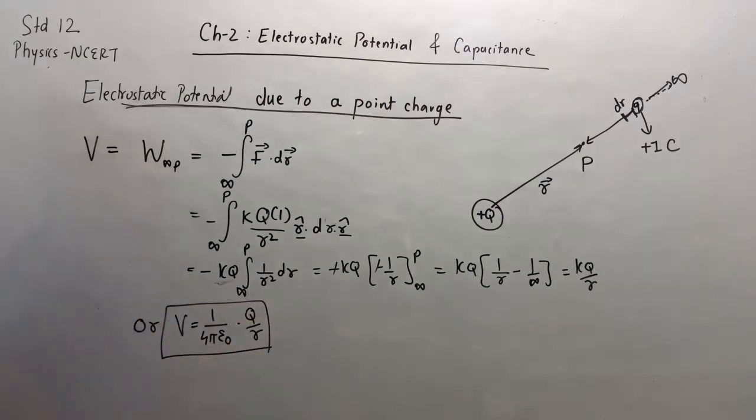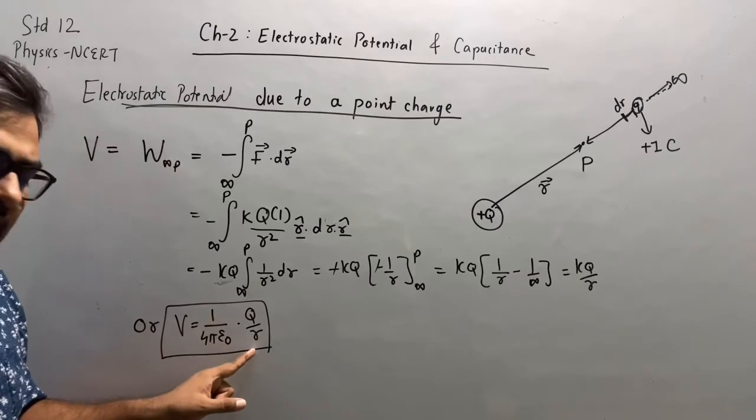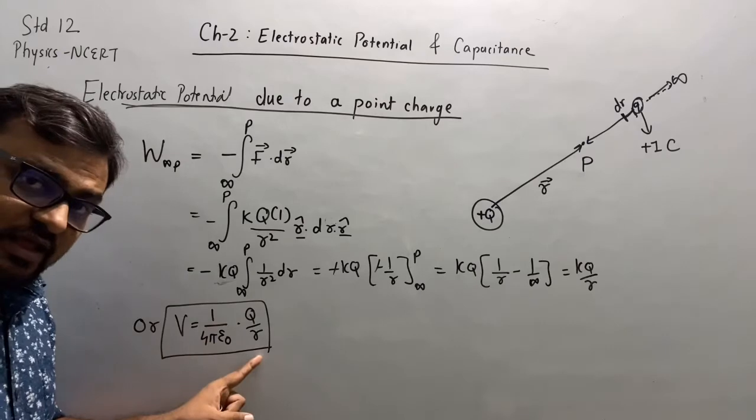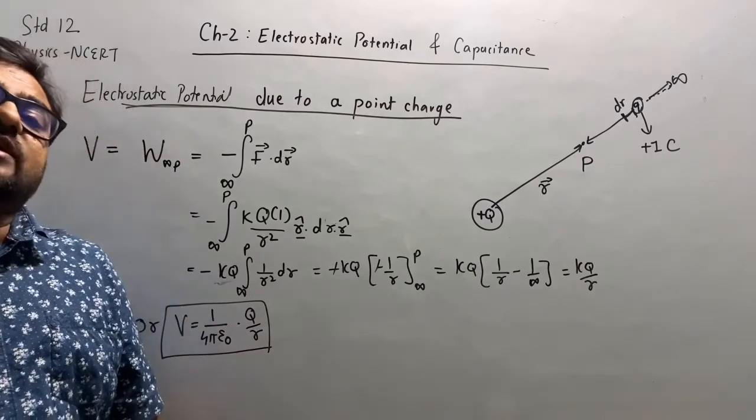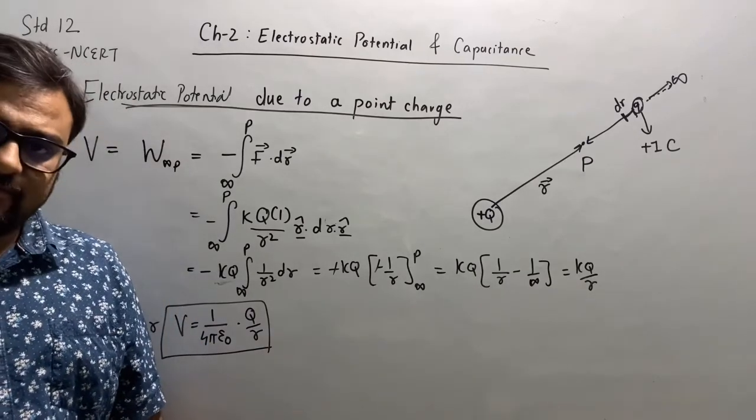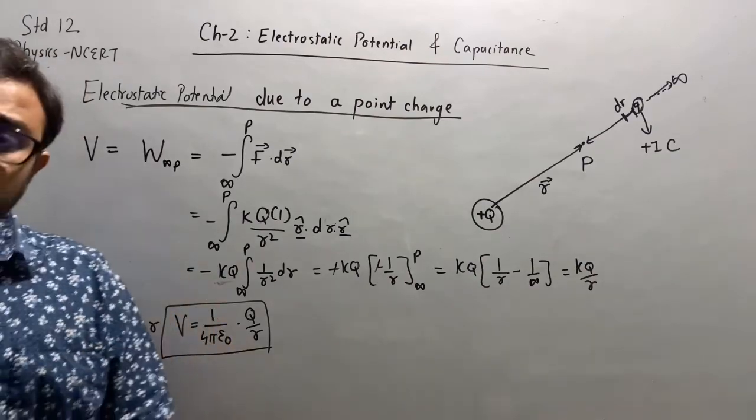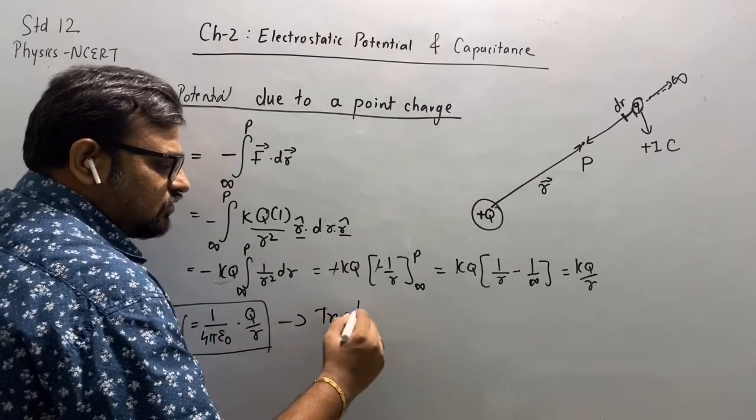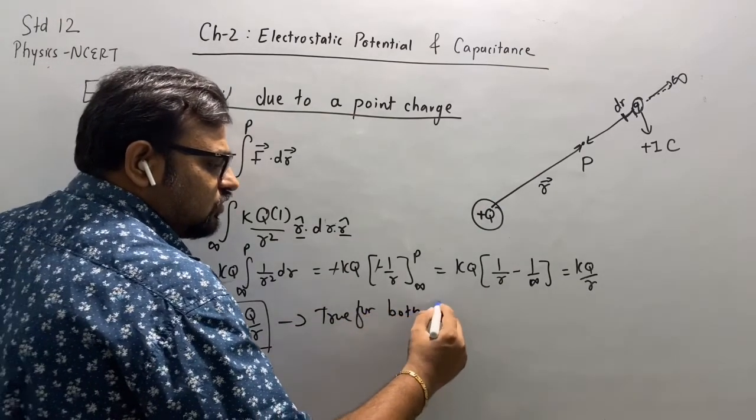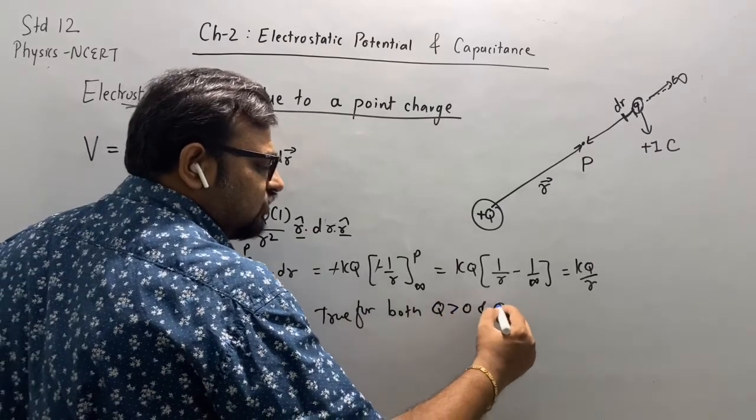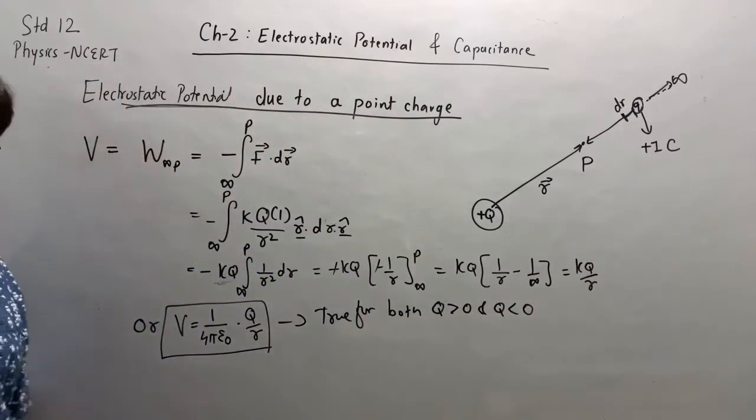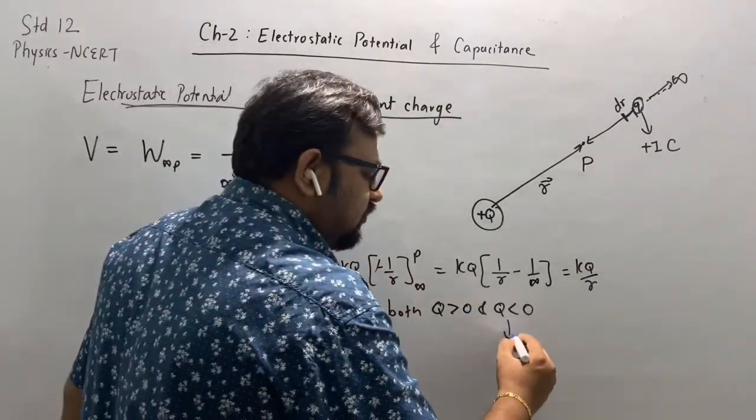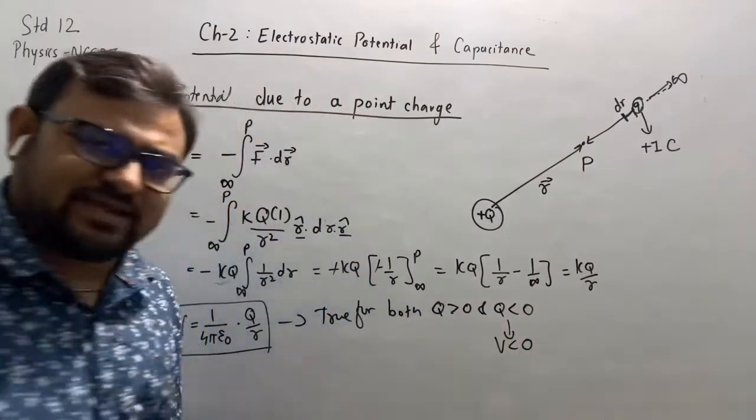So see, the potential is proportional to 1 by r. So electrostatic potential falls as 1 by r, whereas electric field falls as 1 by r square. Now this formula is true for both q greater than 0 and q less than 0. If the charge here is negative, then the potential V will also be negative.